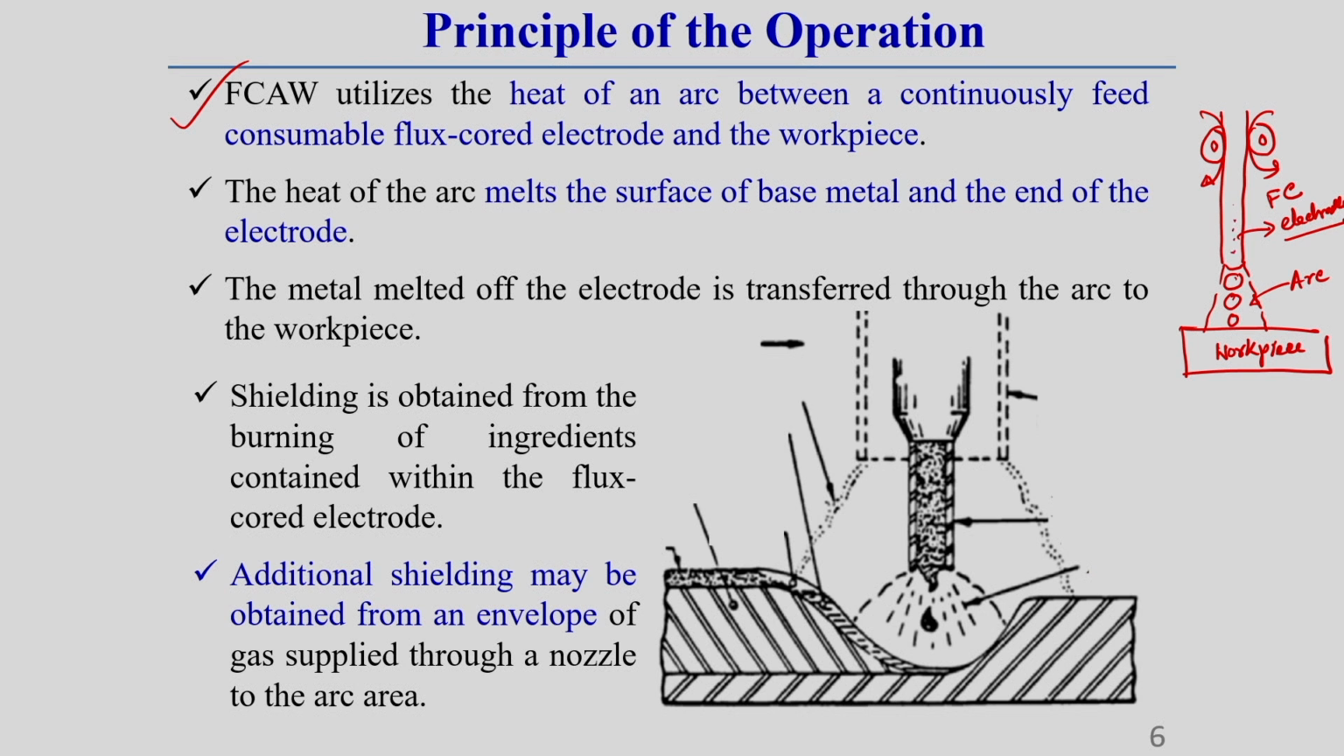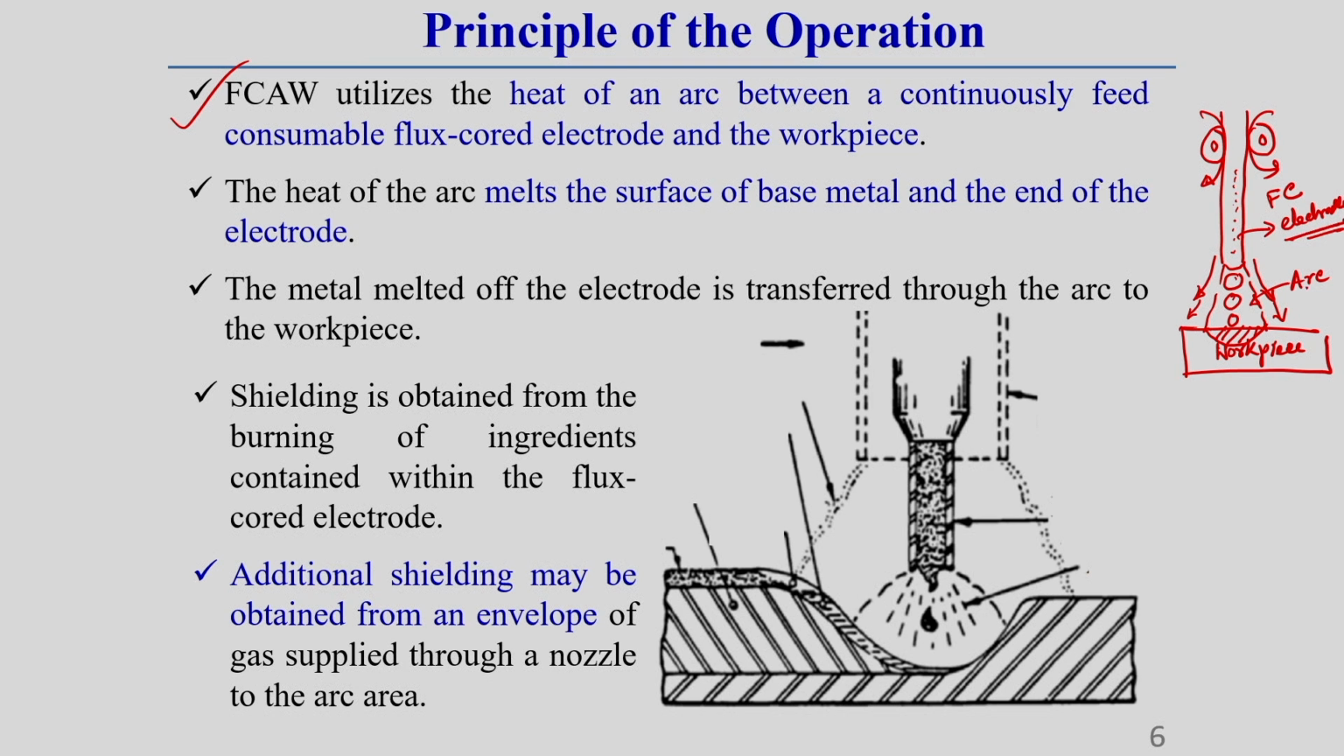Okay. Inside this electrode there is flux. Once this flux burns, it develops gases. These gases shield the arc as well as the weld pool from the atmospheric condition. Here, heat is developed by an arc, which is generated in between this electrode and the workpiece. What I am telling, understand?